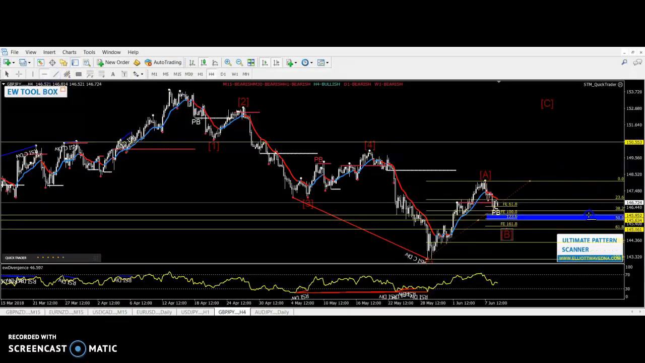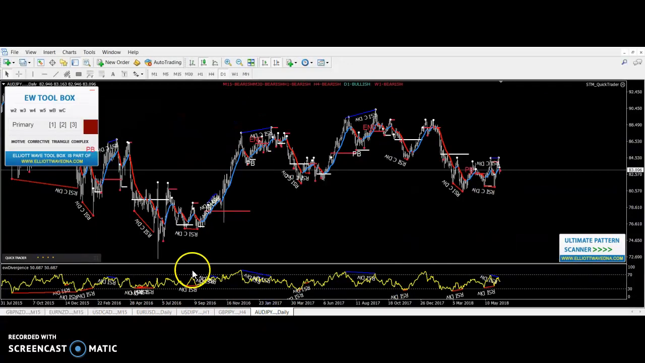So a better estimate right here is it reversing between the 145.994 and 145.634 before shooting up to that C level. That's what I'm seeing here for Great Britain pound Japanese yen. That's my projection and forecast here. Taking a look at Aussie Japanese yen here, this one's a bit more muddied waters.